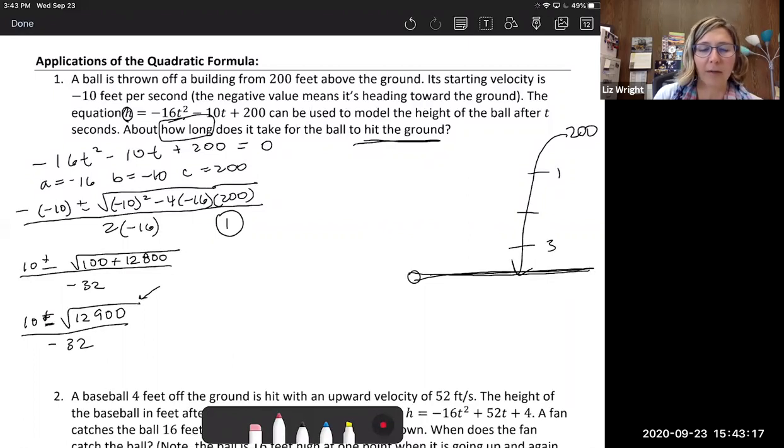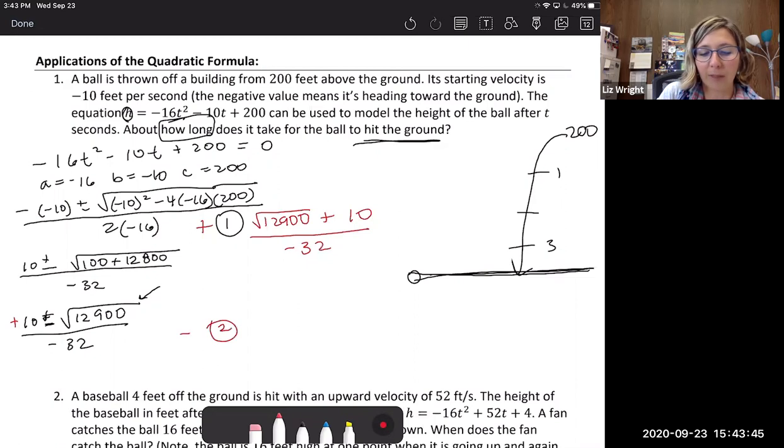What's the sign on our 10 right now? The sign on our 10 out front is positive, right? Because it doesn't say negative. So here's one way I would like you to try this. Take the positive version of the square root of 12,900, and we're going to go like this. 12,900, here's the positive version, plus 10, and that's going to be all over negative 32. So you plug that into your calculator, and then the other version, the negative version, is going to be negative square root of 12,900 plus 10 at the end, all over negative 32.